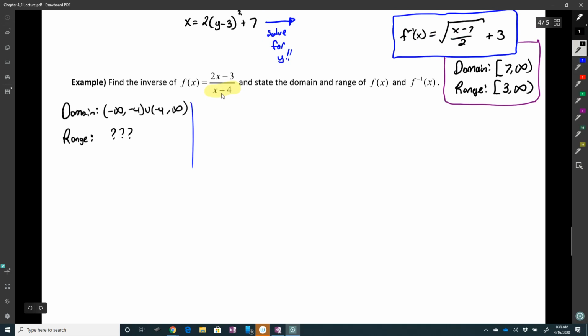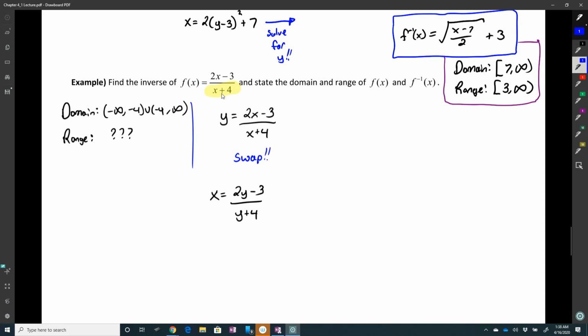Anyway, we start off by replacing the f of x with y. And then we swap. And when we swap, we get x is equal to 2y minus 3 over y plus 4. Now we have to solve for y. I like this problem because it throws people off. They get confused and wonder, what do I do? How do I solve for y? Notice that there are 2 y's in the problem. Your final answer only has to have 1 y. So the first step, usually most people get right. They multiply by y plus 4.